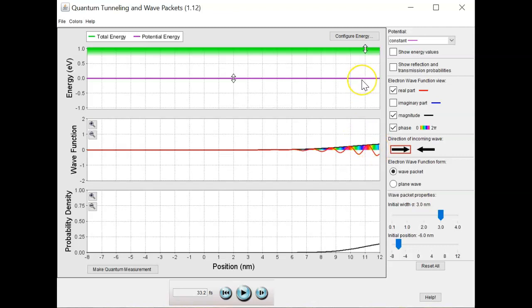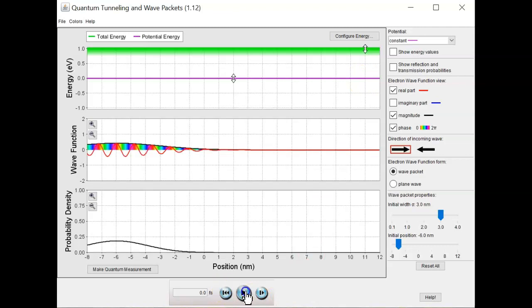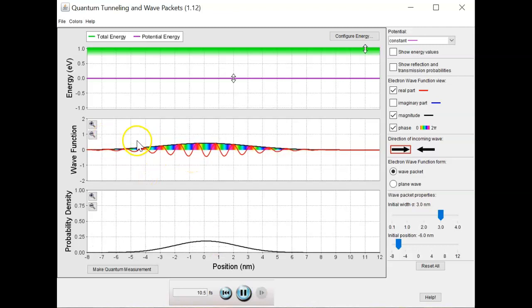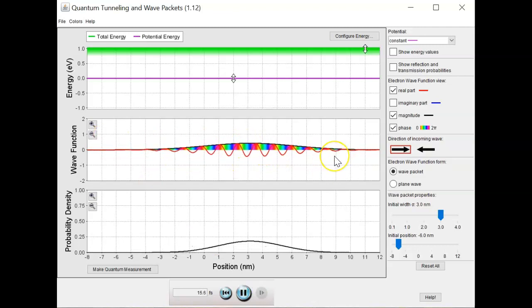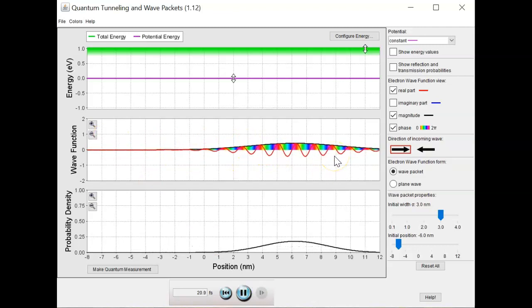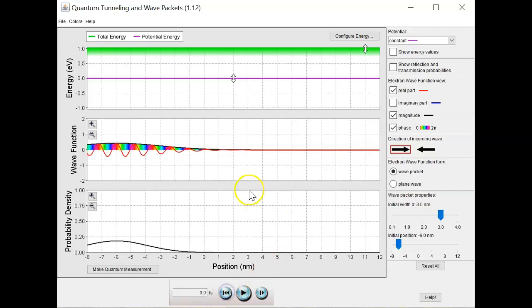So since there's now smaller differences between your momentum components, that means that the wave packet doesn't spread out as much in time. It is still spreading out slightly. It's a little bit difficult to see that, but it isn't as dramatic of an effect as before. So the three things that we can see changing in the simulation are this band up here, the wave packet width, and how it's spreading out.